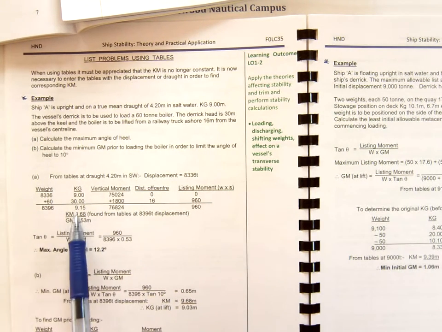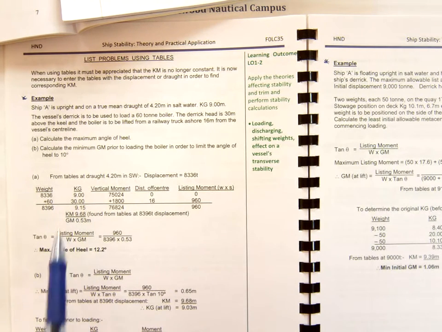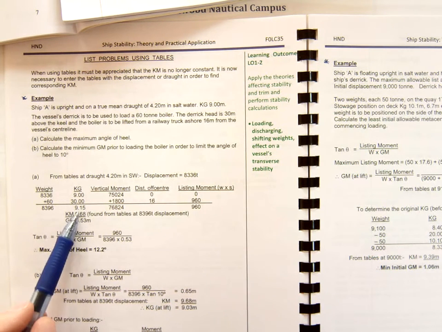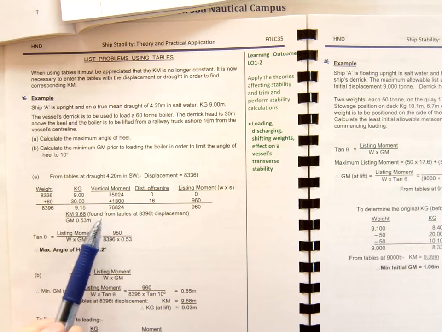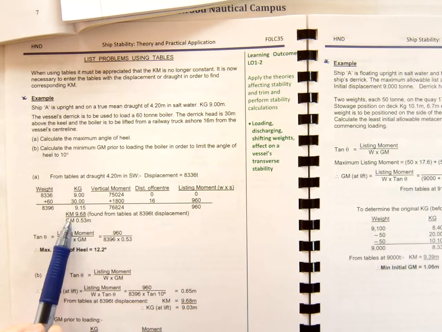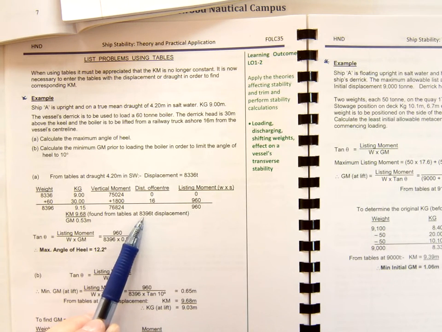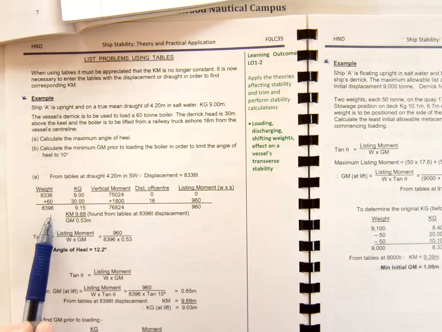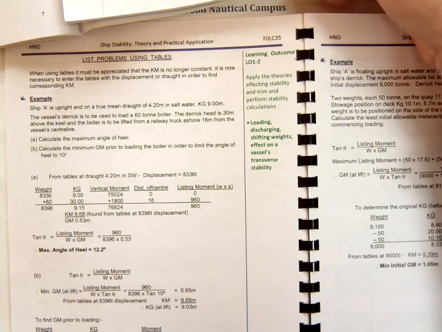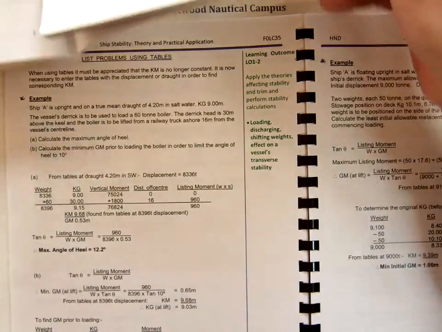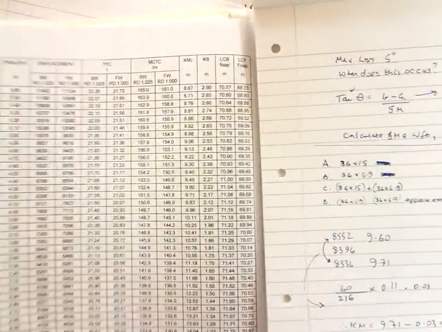Moments divided by weight gives us the final KG. The KM we have to find from the tables. We then subtract the KG from that, and that gives us a GM. Now in this problem it tells us the KM from the tables is 9.68. And we have to find the KM at 8396, which is the displacement at that time. We don't use the initial displacement, we use the displacement when it's picked the weight up.